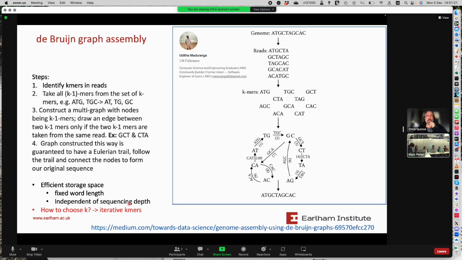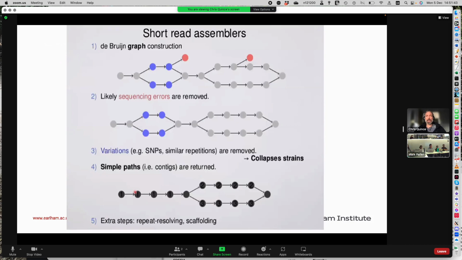So the big breakthrough in de Bruijn graph assemblers was the use of iterative k-mers. Rather than just using one k-mer size, you start with a small k-mer size and go to increasingly larger k-mer sizes, feeding back the results from the earlier assemblies. And the ones you'll use in the tutorial are all based on iterative k-mers.